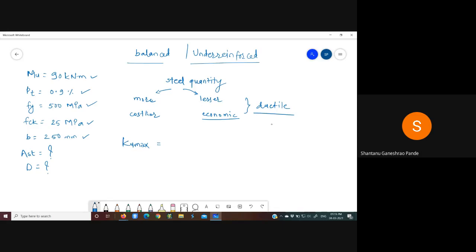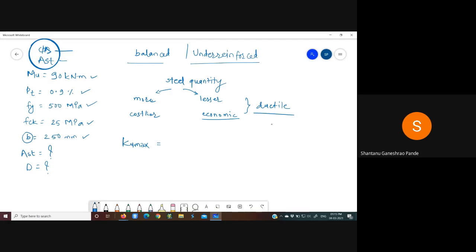So you have to design the section means what? You have to design the section here as per the problem. That means you have to design cross sectional dimensions, and you have to go for calculation of quantity of steel. So both things you have to do here. Now out of the two cross section dimensions, that is B and D, B is already defined here, so you have to just calculate the overall depth.